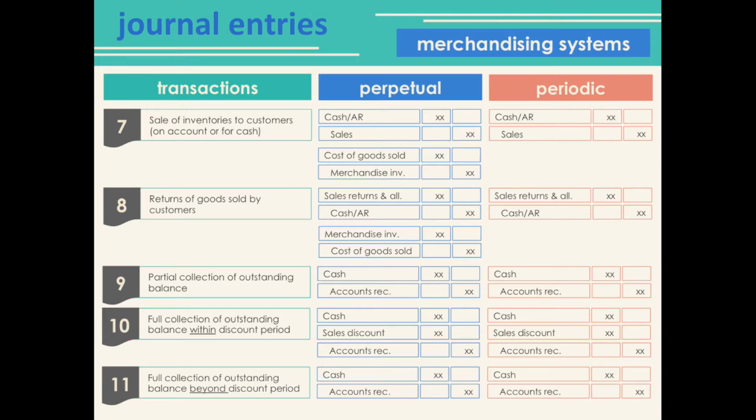11. Full collection of outstanding balance beyond discount period. Here we debit cash and credit receivable similar to a normal collection of balance. No discount is recorded since payment was made beyond the discount period.